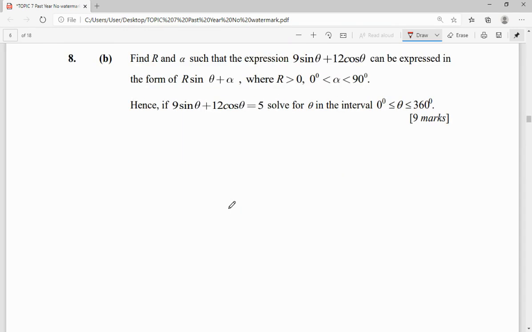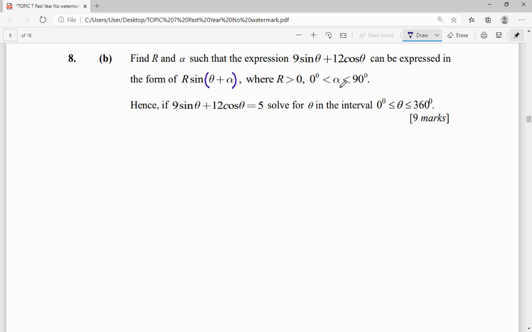Then we're going to continue for our part B. They say find the R and alpha such that the expression of 9 sine theta plus 12 cos theta can be expressed in this form. So this is an R compound angle of sine. Then hence we have to solve this equation for the angle in between 0 and 360 degrees.